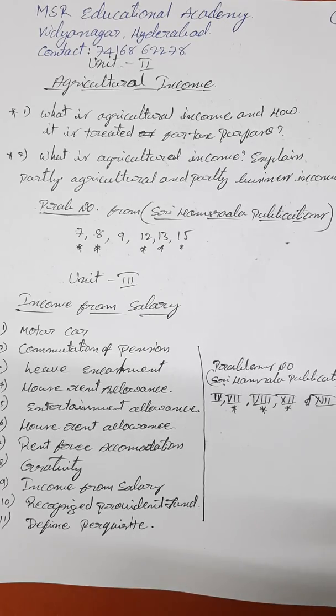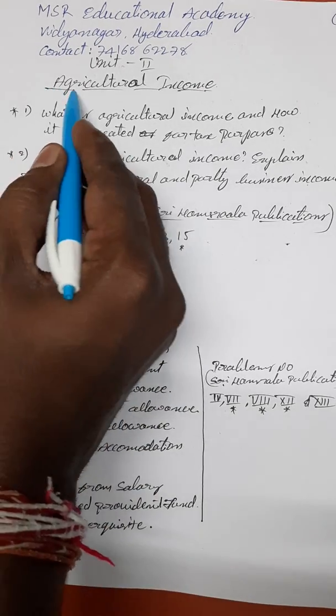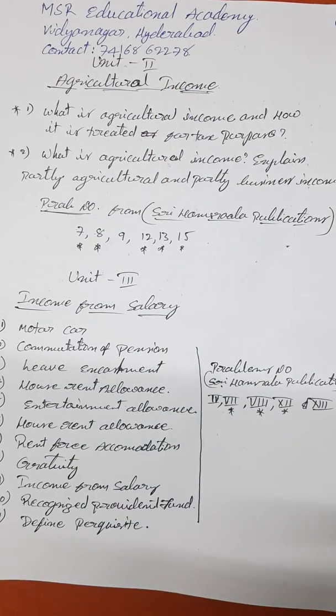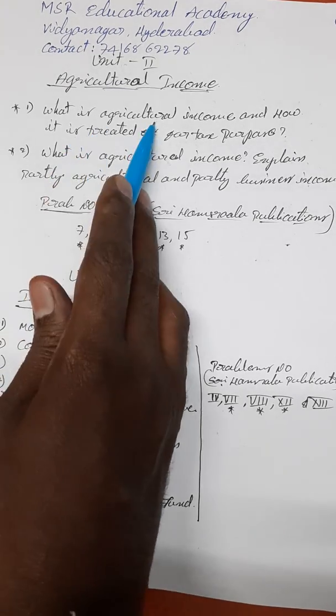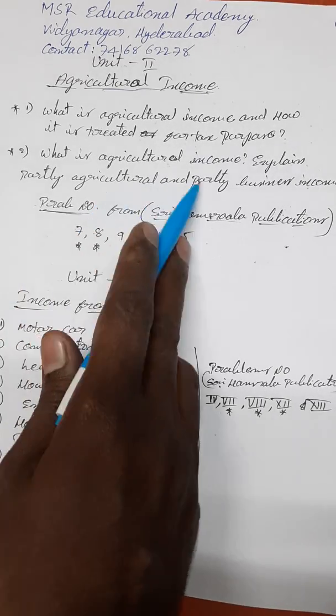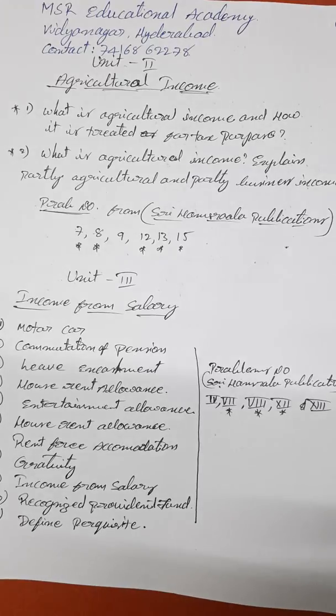And the second unit is agricultural income. In this agricultural income, there are very few theory questions and problems. The first one, very important: what is agricultural income and how it is determined for tax purposes. And the second one: what is agricultural income, and explain partly agricultural and partly business incomes. There are percentages for computation of partly agricultural and partly business income. We should write those percentages.